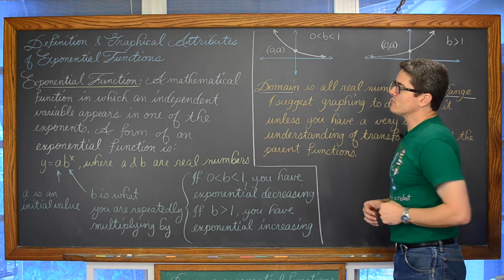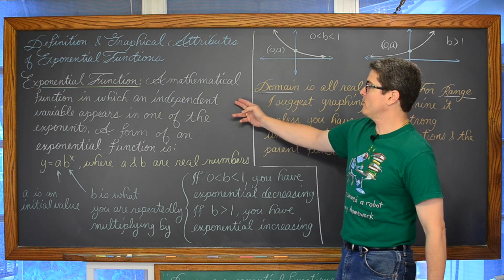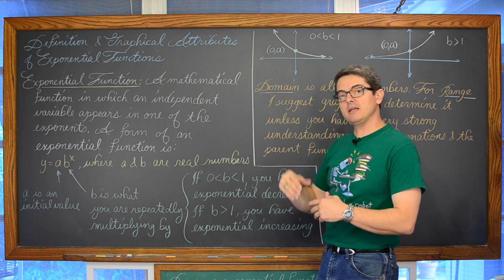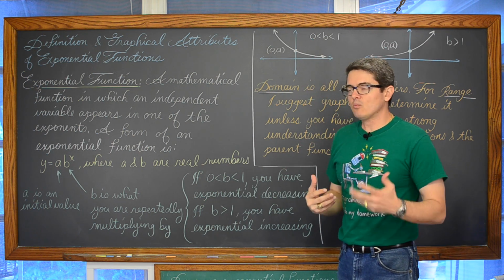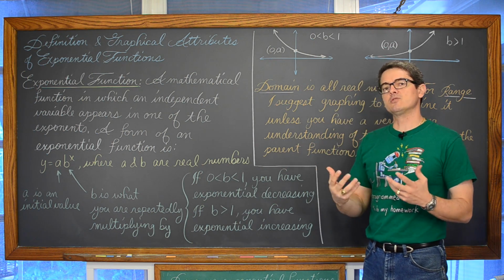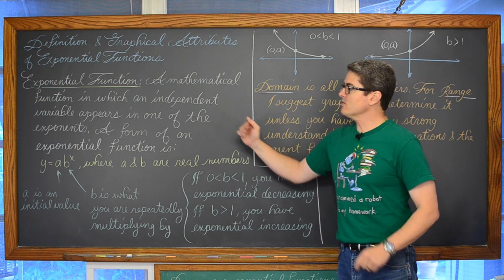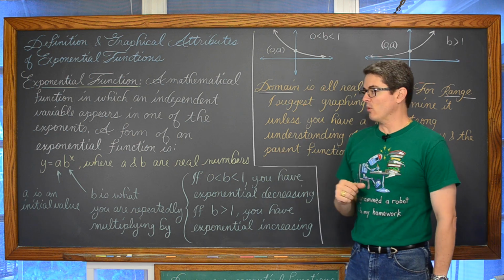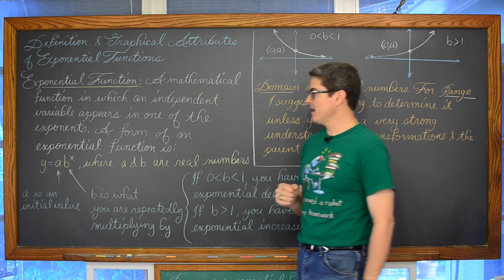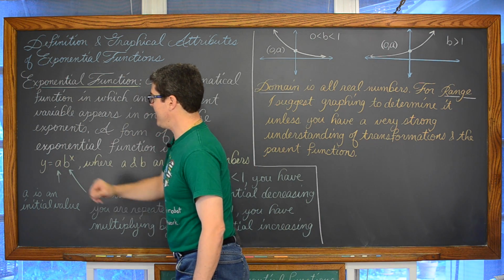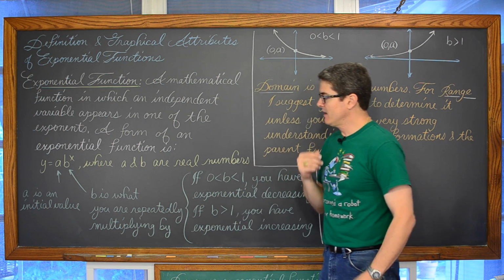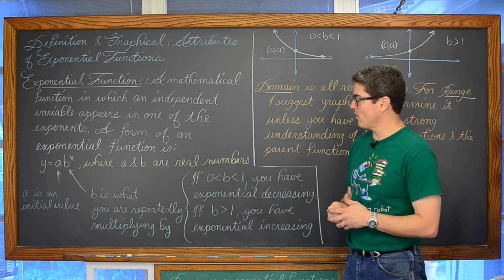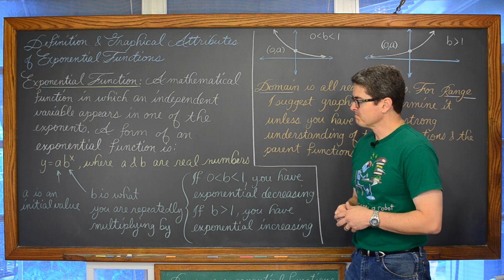All right, so an exponential function is a mathematical function in which the independent variable, that's the input variable, in word problems it's the variable that you have some control over quite often, appears in an exponent. A form of an exponential function is y is equal to a times b to the x, a fairly basic form of this exponential function.